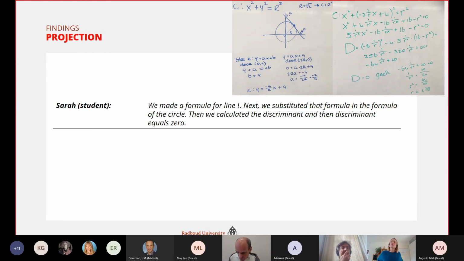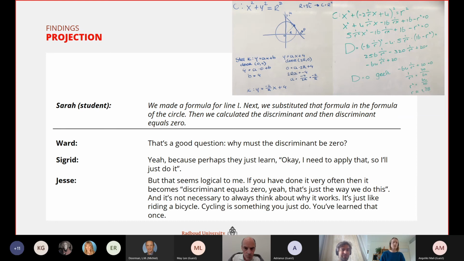This example we also discussed previously. Like I said, this is a technique that the textbook uses a lot, and so the book with solution methods also uses this technique a lot. So during the group discussion, one of the teachers said, a good question would be, why must the discriminant be 0? And we started discussing whether maybe this technique had become a routine for these students. Perhaps they just learn, okay, I need to apply that, so I'll just do it.